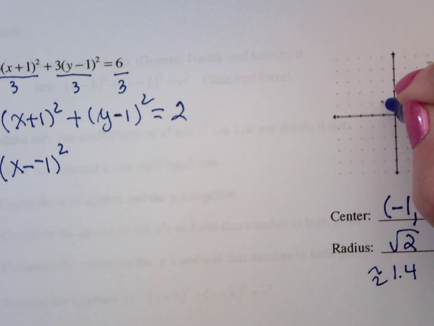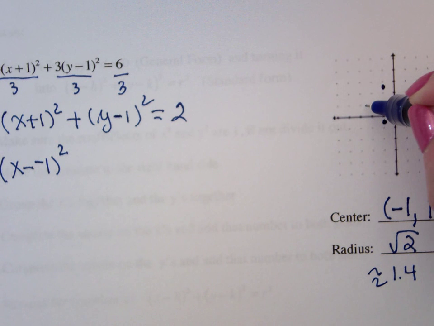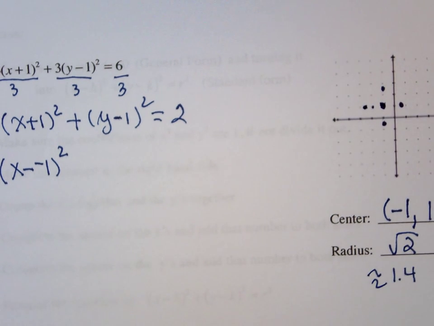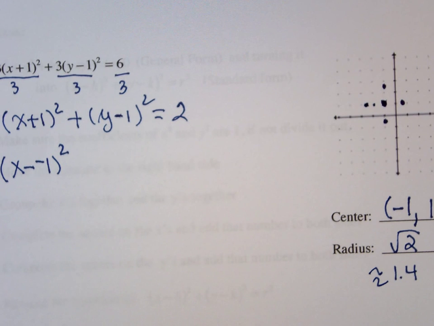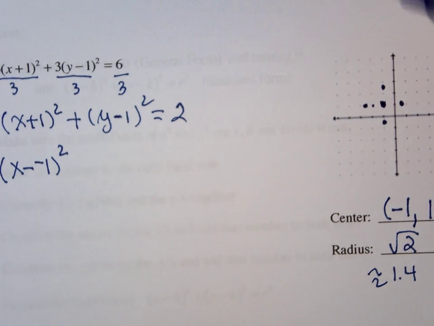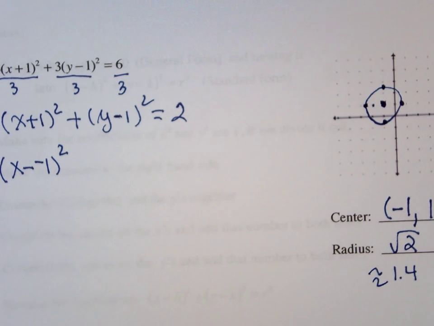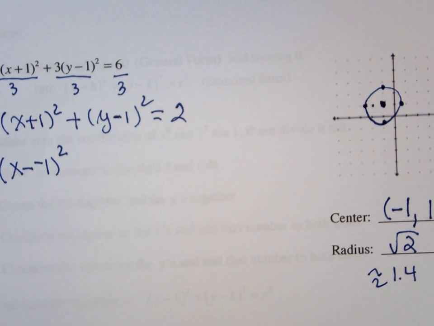So from negative 1, 1, I'm going to go up about 1.5, down 1.5, over 1.5, over 1.5. Now 1.5, think about it. With my pen point, you cannot tell the difference between 1.4 and 1.5. That's why you say 1.5 is close enough. And there he is, an itty bitty tiny little circle.